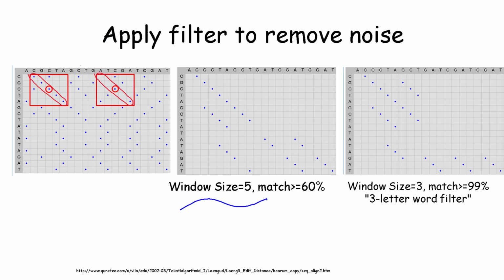The window size and the match threshold can be adjusted based on the size of the matching segments you want to end up with. A window size of 3 with exact matches is a common threshold, giving us only stretches of subsequences from the two sequences that are at least 3 characters long.